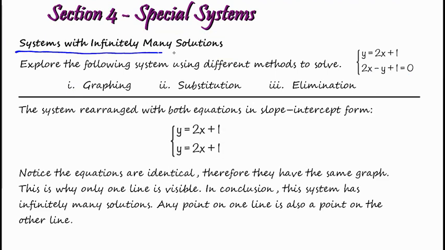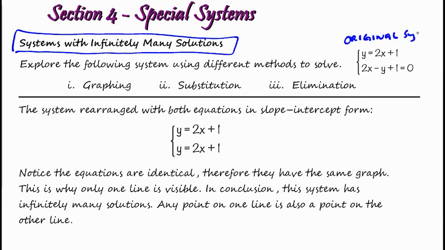So again, looking at this same problem, we can see that the original system can be rewritten as the system we see below here. And when both equations are expressed in slope-intercept form, we see that the equations are identical, therefore they have the same graph. And this is why only one line is visible in the previous slide. In conclusion, this system has infinitely many solutions. Any point on one line is also a point on the other line.